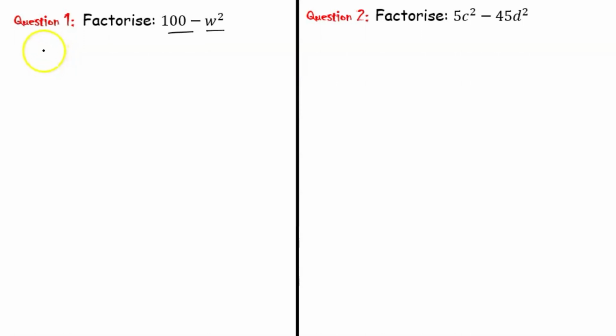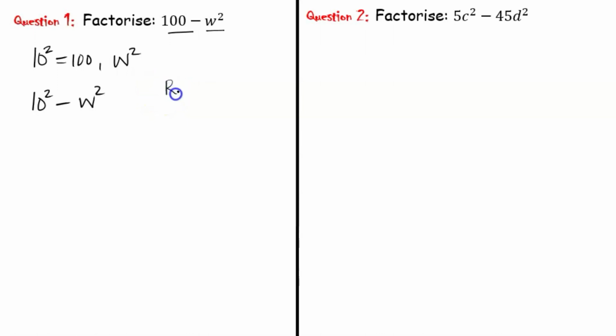What do I mean? For example, I know that 10 squared is going to be 100, of which initially I can see w squared. So what do I do? I simply say 10 squared, which is the same thing as 100, minus w squared. Then I apply difference of two squares.